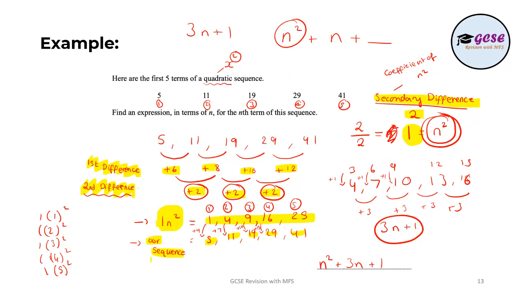4, adding 7, adding 10, adding 13. Now this will form a linear sequence. So we're adding 4, 7, 10, 13, 16. Then you find the nth term of this linear sequence, and you will get your answer here. So you just combine the nth term of the linear sequence with your coefficient of n squared. And then you will have your quadratic nth term.